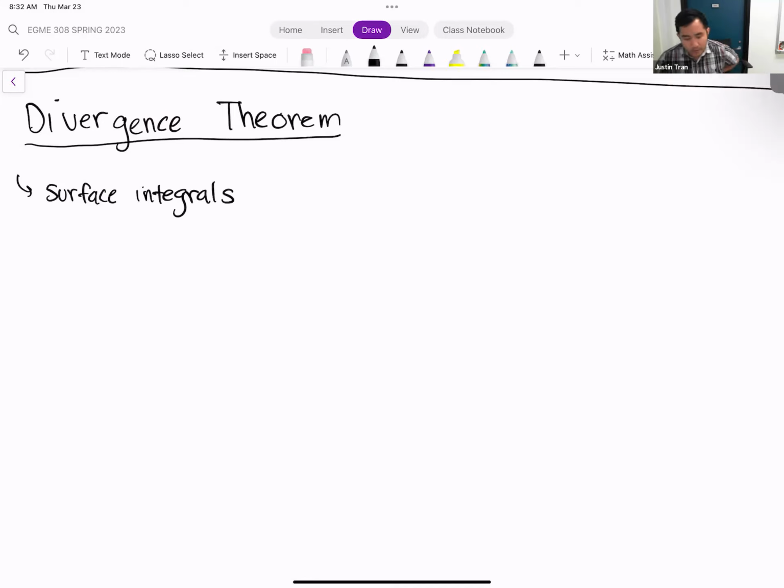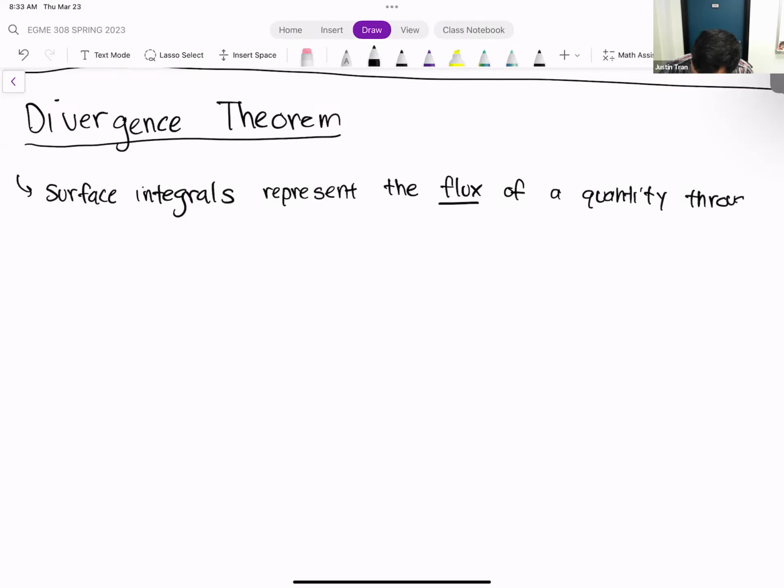Surface integrals are a very important part of engineering physics, because what they represent is this concept called flux. So flux comes up a lot in engineering physics. Definitely a lot more so in thermofluids. And so if you specialize in fluid mechanics or heat transfer, flux is something that you're going to become very familiar with. And the idea behind flux is that it represents the transport of a certain quantity that passes through a surface.